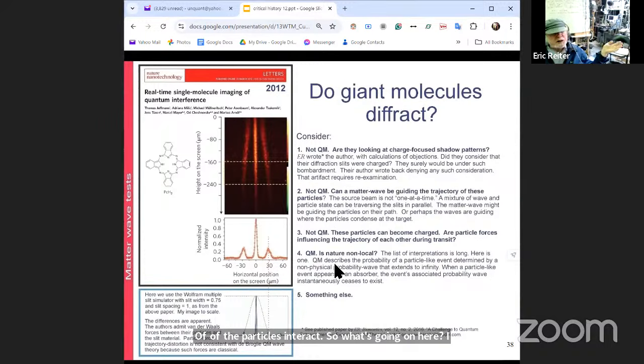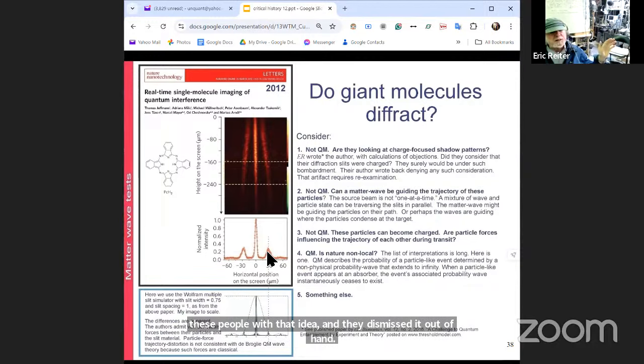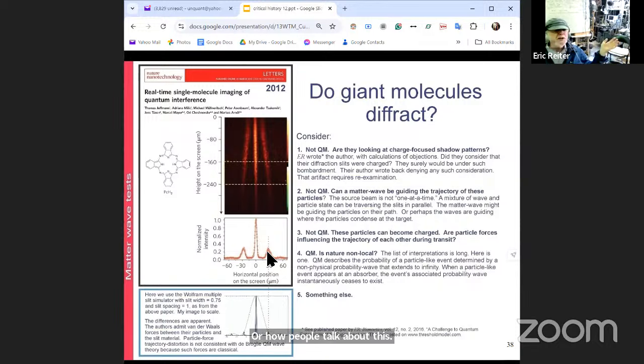But what I think is going on is that they're looking at a shadow pattern, and that the size of the pattern is focused by the electric fields of the slits. That's my take on it. And so I confronted these people with that idea, and they dismissed it out of hand. We'll see how they respond to me later, or how people talk about this. I don't expect all this to be figured out right here in this lecture. People are going to be arguing for a long time over my challenge to quantum mechanics.